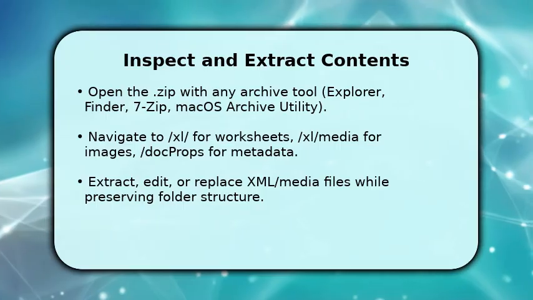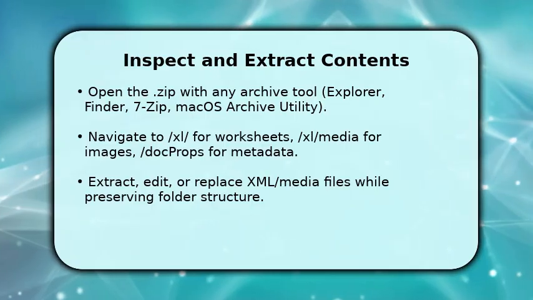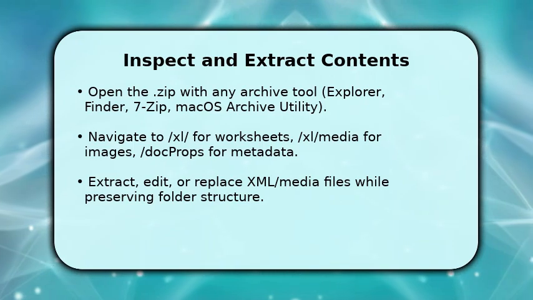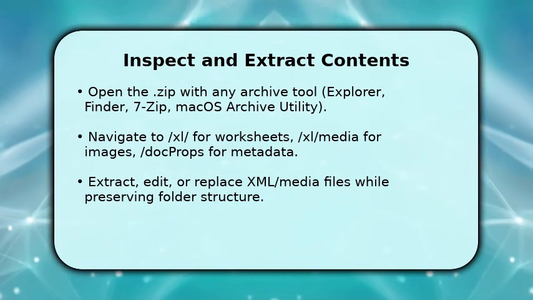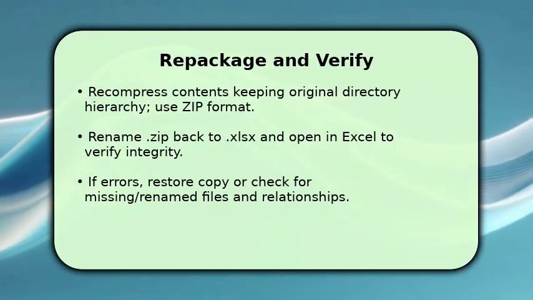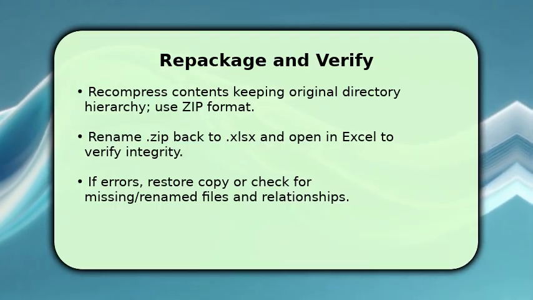save. Make sure to preserve the exact folder structure and file names when you replace items inside the archive, because the workbook relies on those paths to function. To finish, rezip the same folder structure you extracted so the top-level folders match the original. You must use standard ZIP compression, otherwise Excel may not recognize it.